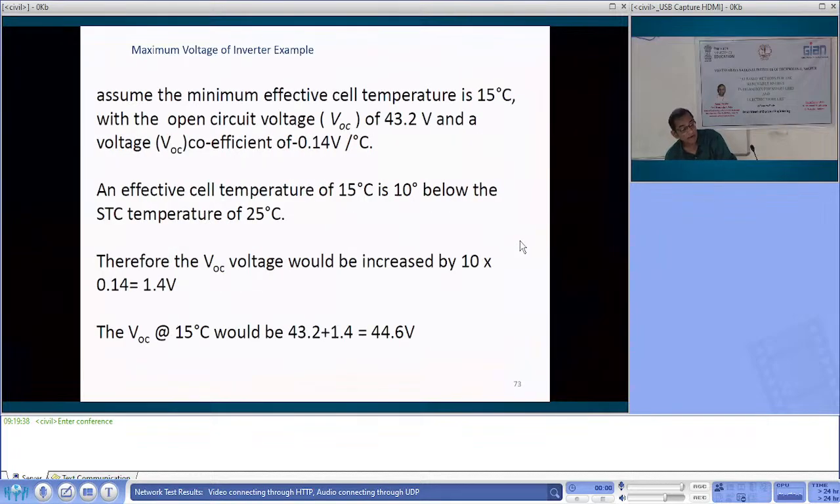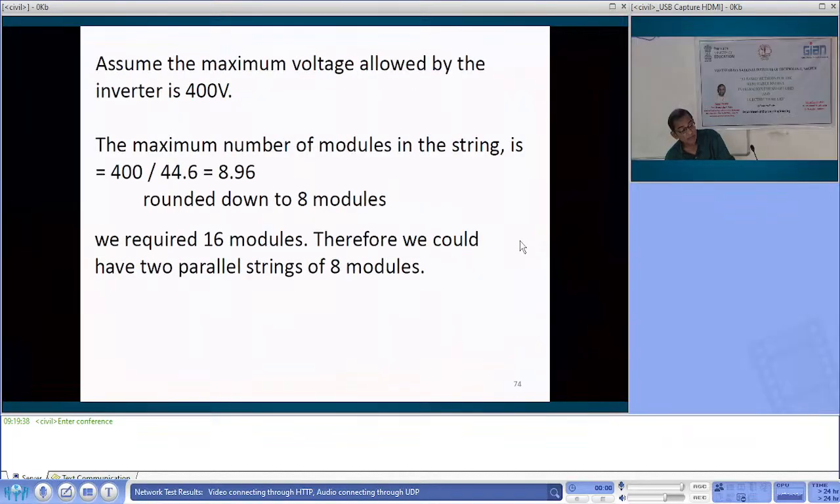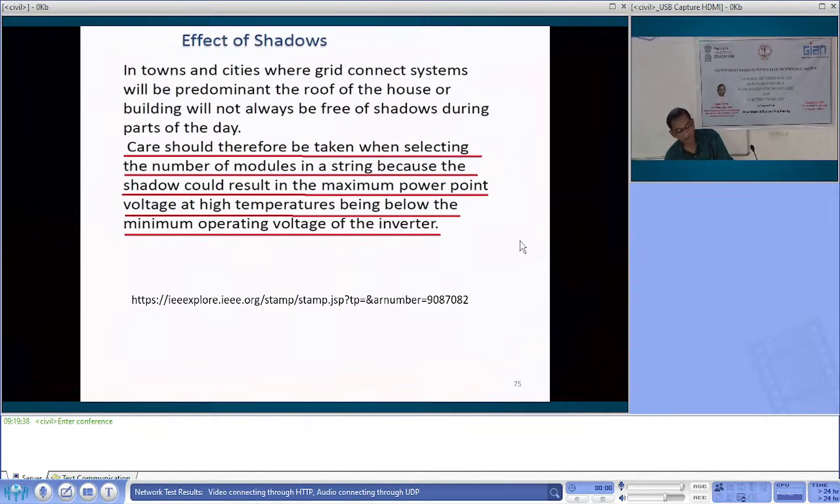also, they have mentioned how it can be calculated, with the coefficient which is given in the data sheet. Open circuit voltage at 15 degrees would be this much. Okay, so then assume the maximum voltage allowed by the inverter is 400 volt, divide by the maximum number of modules in the string, and you get a round figure of 8 modules; they consider 8, not 9, or 16 like that. So the effect of shadow happens; there should be no shadow.